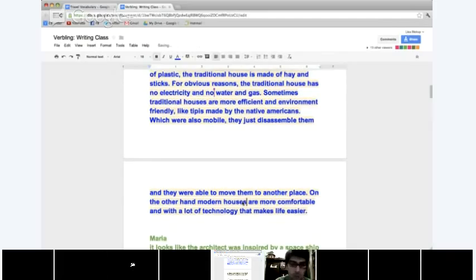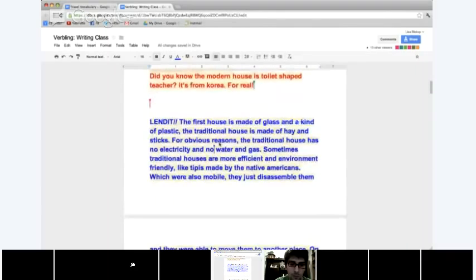Okay, good. Let's see. The first house is made of glass and a kind of plastic. The traditional house is made of hay and sticks. For obvious reasons, it could have a comma there, but I think I would just make it two separate sentences. For obvious reasons, the traditional house has no electricity and no water and gas.